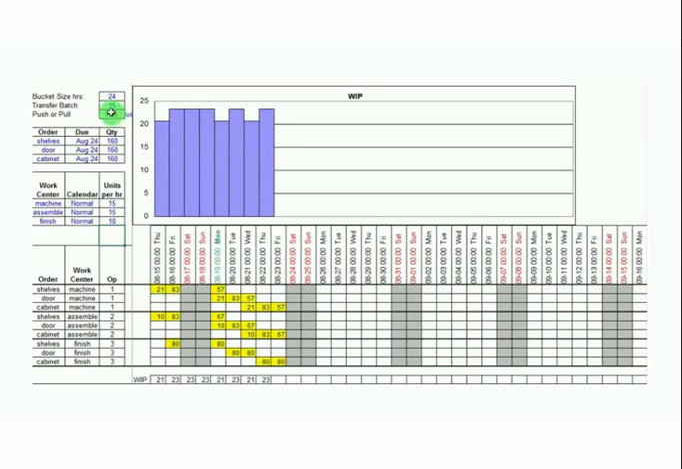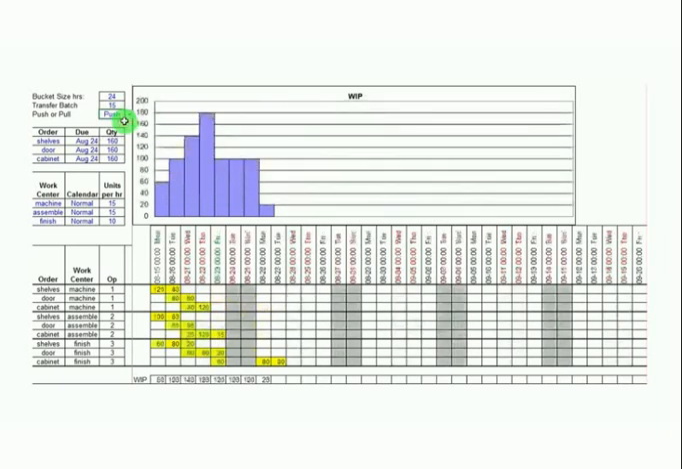So let's push again. If the constraint is towards the end of the operation, we push. Yes, we do have our orders going out late, but we also have a high inventory.